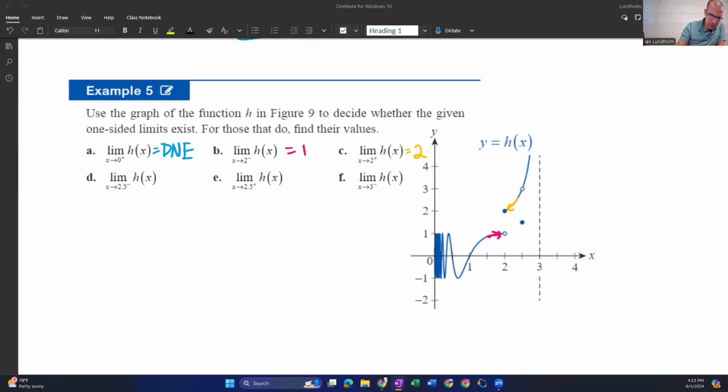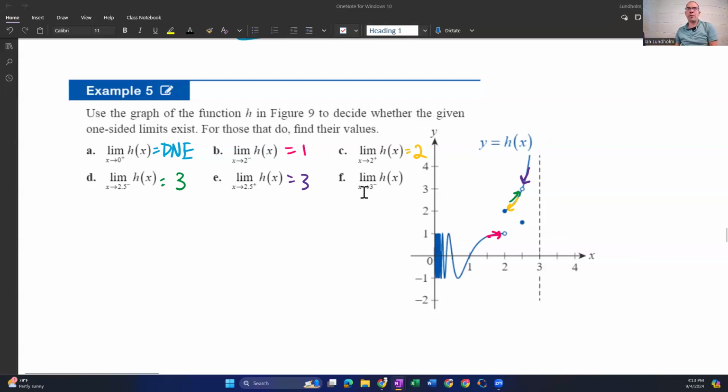Let's use a green. Here we're looking at 2.5 from the left. So here we would be going closer and closer to the y value of 3. Here we're going to 2.5 from the right. And so let's use purple and go this way. Again, we would be approaching the y value of 3.